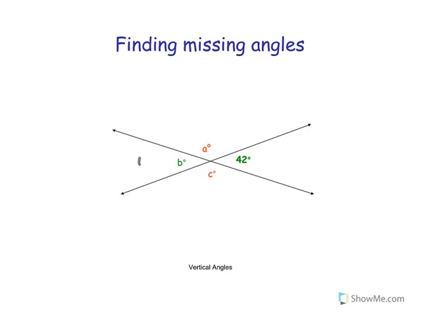And we can do the same thing here. Angle B right off the bat is vertical, so it's 42. And we do 180 minus 42, which gives us 138. So the other two angles are going to be 138.